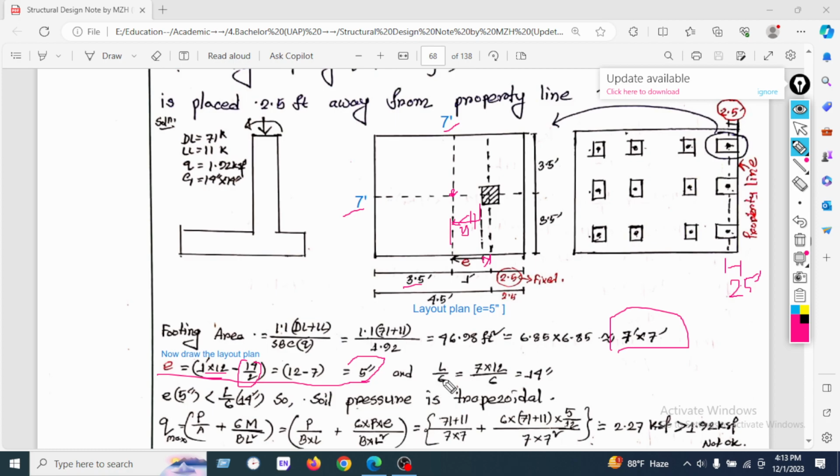So now we'll see the L by 6 is found to be 14 inches. So the eccentricity is less than L by 6. So the soil bearing pressure will be isolated.